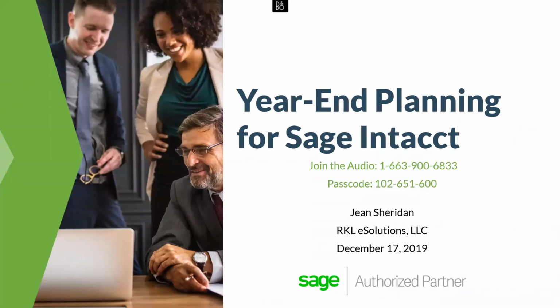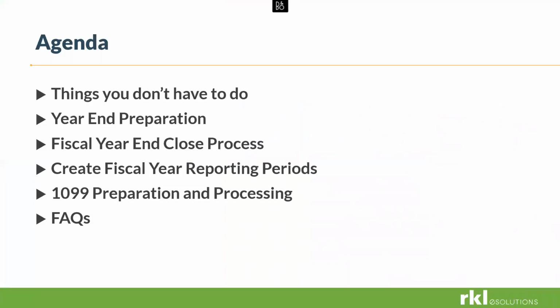Hopefully this will help you prepare for your close process and just actually managing the close process throughout the year, too. So this is just basically a high-level agenda of what we're going to cover today. I'm going to go over, which just seems strange, things that you don't have to do any longer in your year-end close process. Then we'll talk about year-end prep, fiscal year-end close, creating your fiscal year reporting periods, and 1099 prep and processing, and some frequently asked questions regarding 1099s.